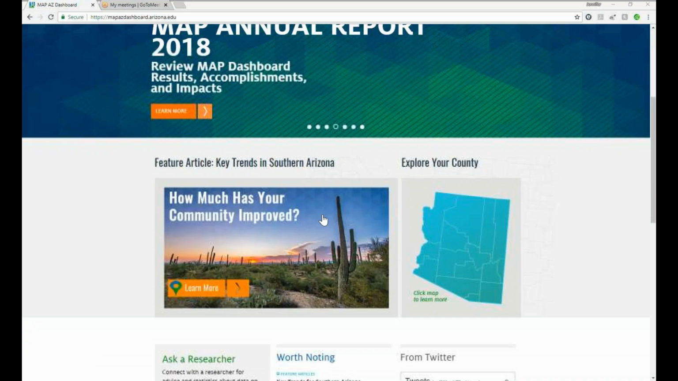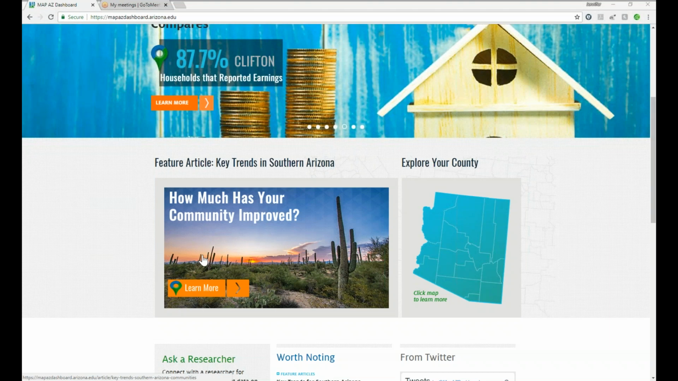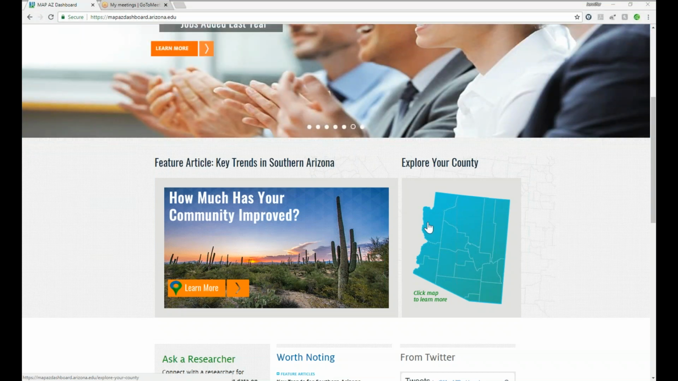Down here, scroll down just a little bit. In the feature article slot, you can find the most recent feature article that we've published, and we're going to talk about this one today, Key Trends in Southern Arizona. How much has your community improved? Next to that, you can find an Explore Your County map.